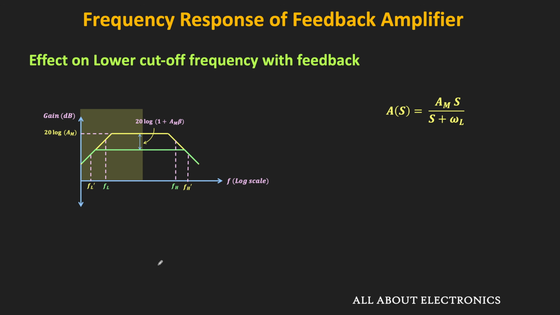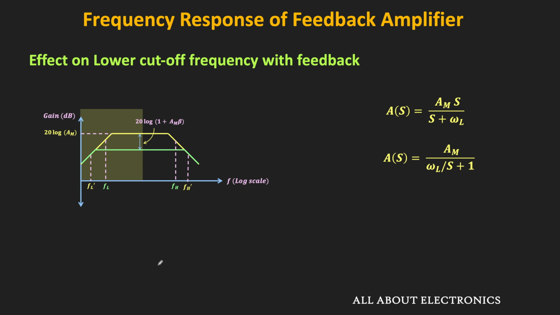That is equal to Am times S divided by S plus omega L, where this omega L is the lower cutoff frequency. And once again, here it is represented as the angular frequency. That means omega L is equal to 2 pi times fL. First of all, let me show you how this expression represents the response of the high pass filter. Further, this expression can be written as Am divided by omega L divided by S plus 1. Basically, both numerator and denominator are divided by S.